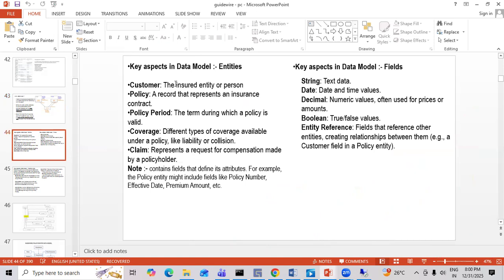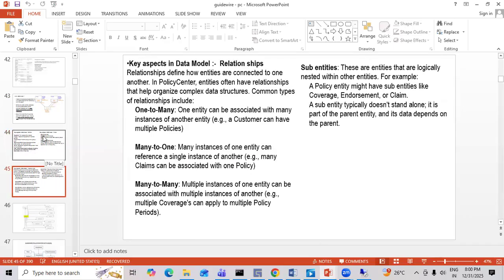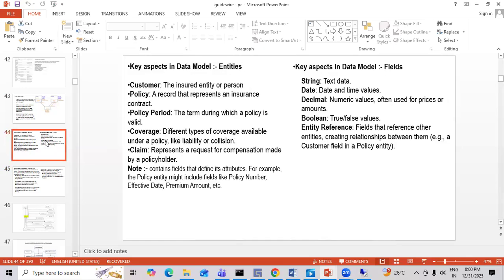Now, these are the key aspects under the data model. You can write them down, or take a screenshot of it, that is your choice. The key aspects in the data model can be classified into three parts. I'll make it short. One is entities. Second is fields.